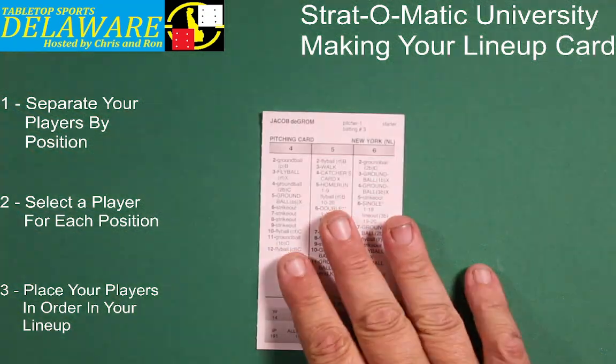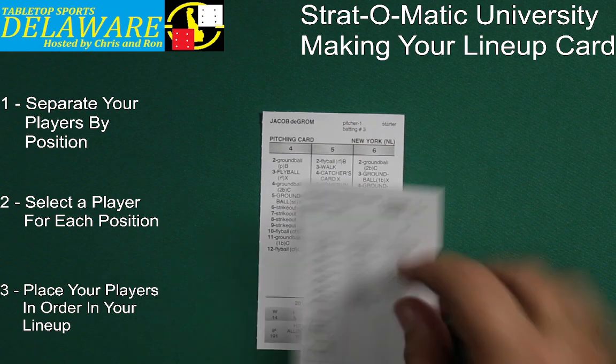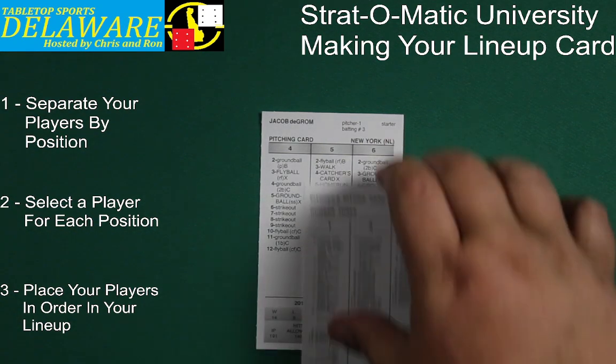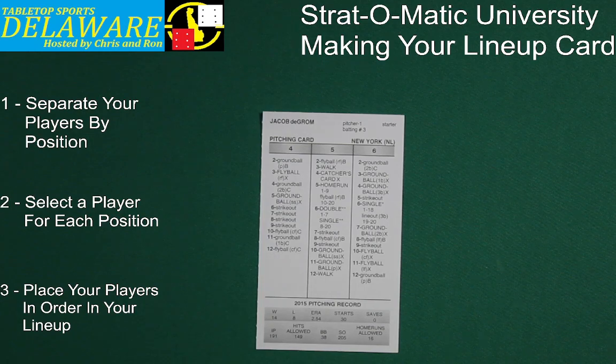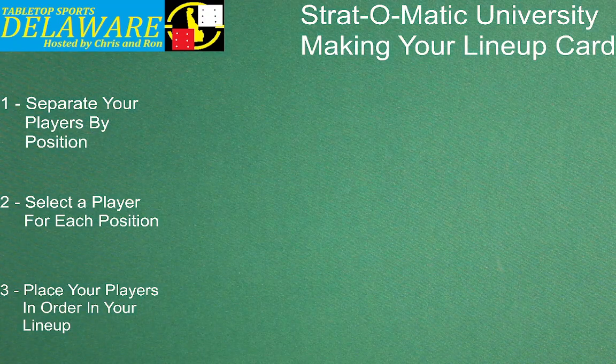And also, just so it's in there, Jacob deGrom uses a number 3 pitcher's hitting card, so we will go ahead and get out a number 3 pitcher's hitting card. So that way, that is going to be him. Right there. Alright. So we have these 9 players. How do we decide? This is how I decide.